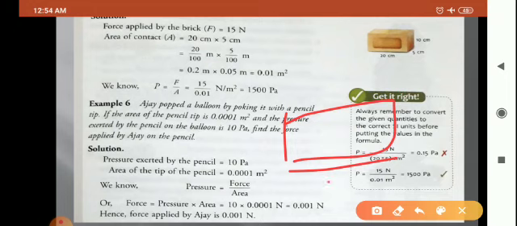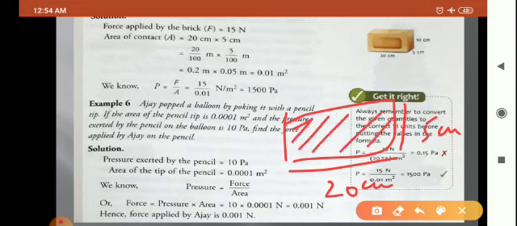That is 20 centimeter and 5 centimeter. So area of contact, that is 0.01 meter square. Why are we dividing by 100? We are converting into meter. Okay, now we know the formula. Pressure is equal to force upon area. What is your force? 15 Newton. Area of contact of the brick with the ground, that is 0.01 meter square, and after solving, 1500 Pascal.